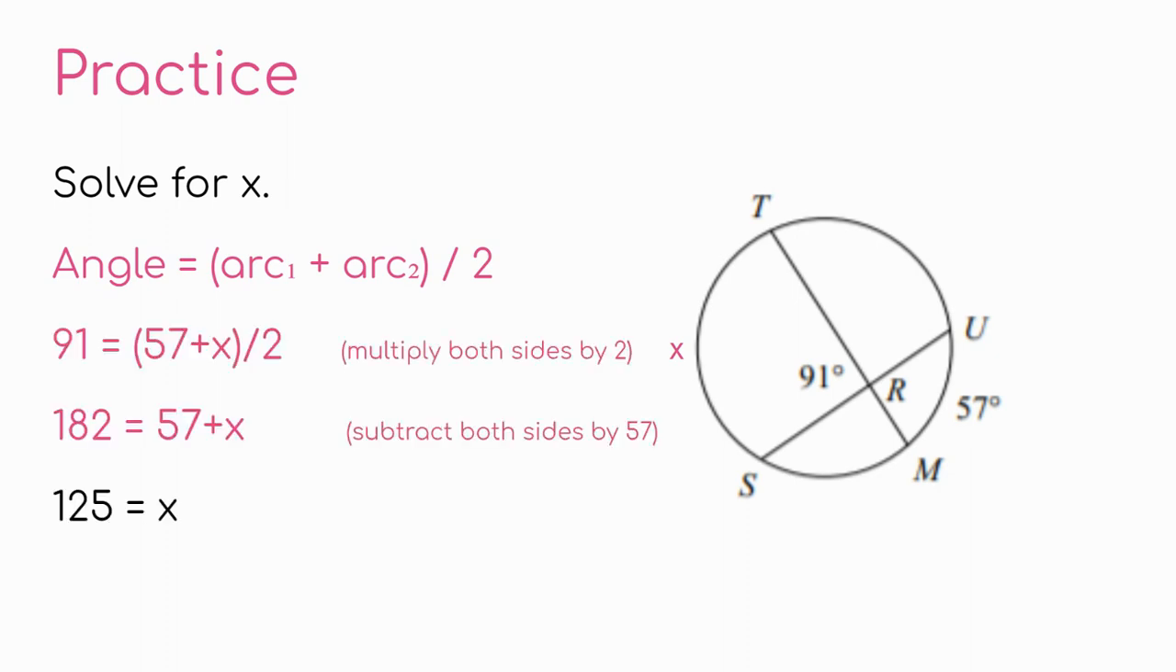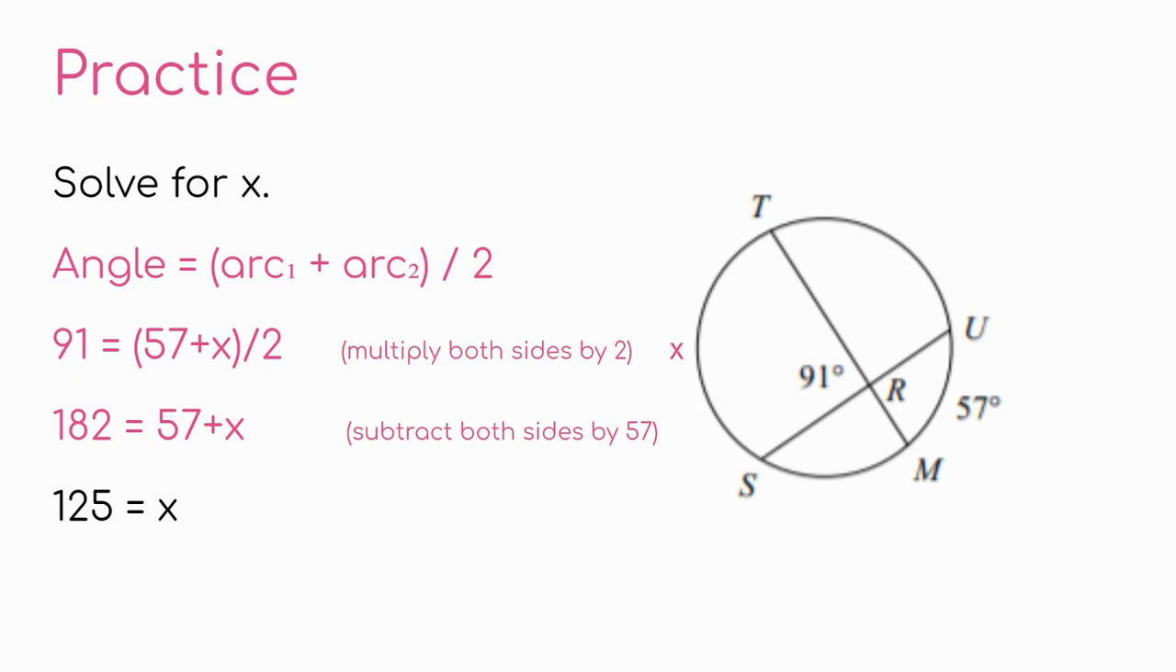All right, so you should have seen that our angle is 91. So we want to plug in 91 for our angle. Arc 1 and arc 2, it doesn't matter which one's which. So I'm going to call arc 1 57 and arc 2 x. And then I'm going to divide by 2. So now comes the algebra part. So I might have written it a little bit confusing.